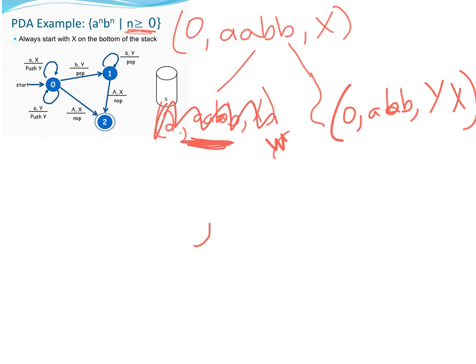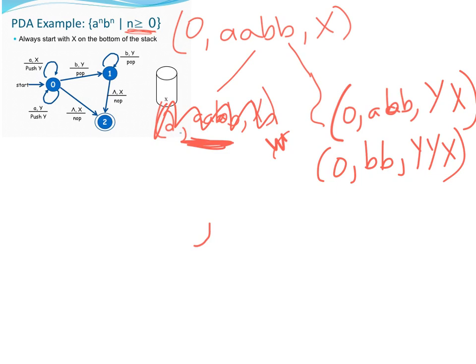If we look at this other situation where at state 0, we have an A to process and a Y at the top of our stack. Well, look here. We have an A to process and a Y. So we can just do that and stay at state 0 and push Y. We used up that A, and we're going to push another Y. So now we have YYX on our stack. And we're actually using the Y's to keep track of how many lowercase a's we've seen.